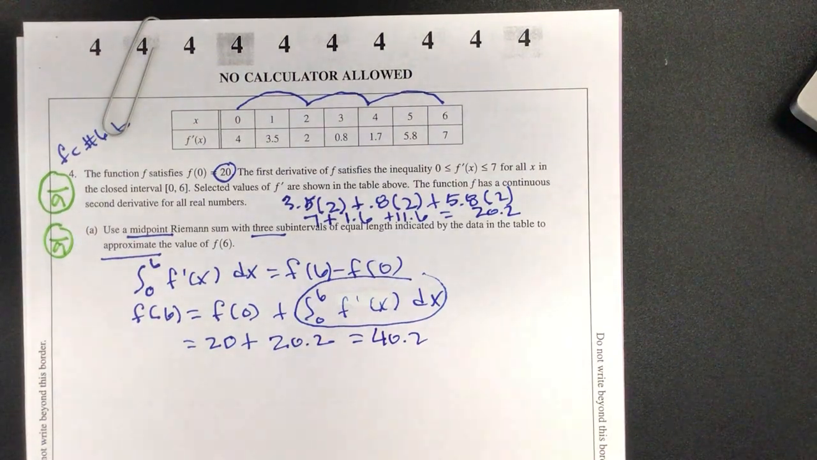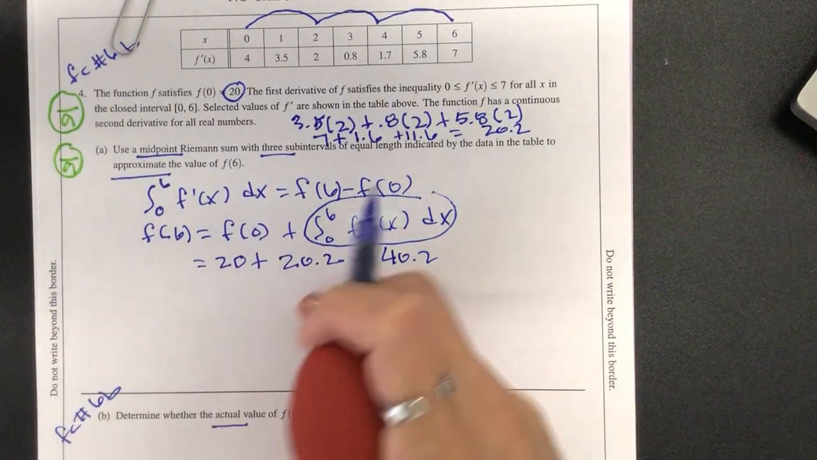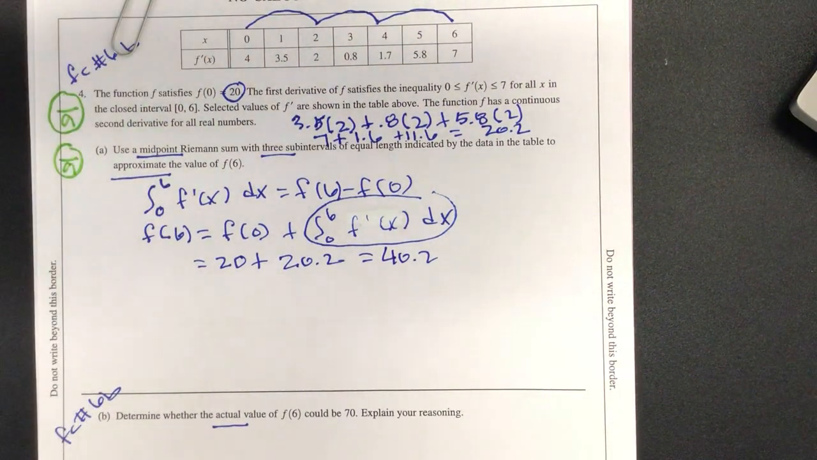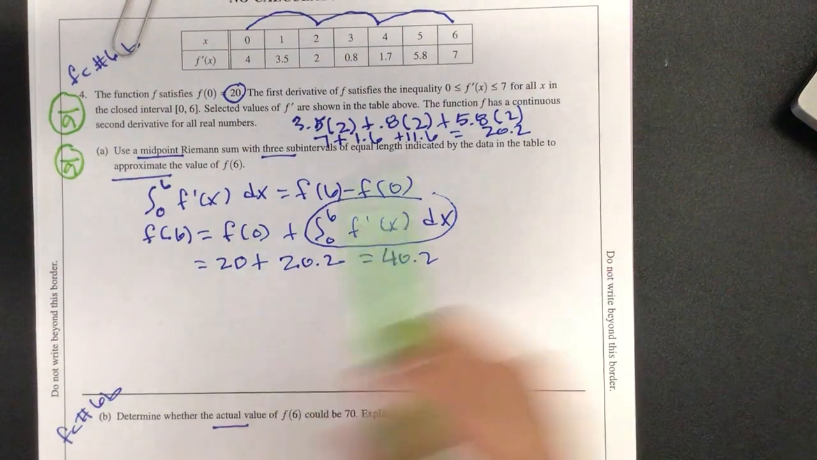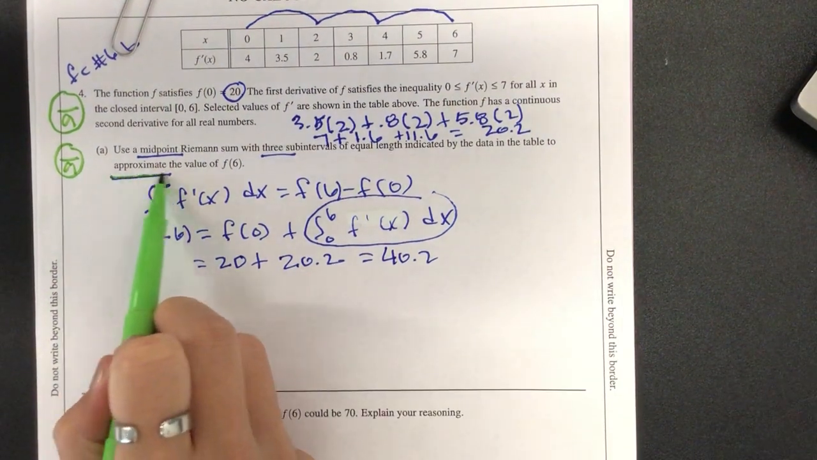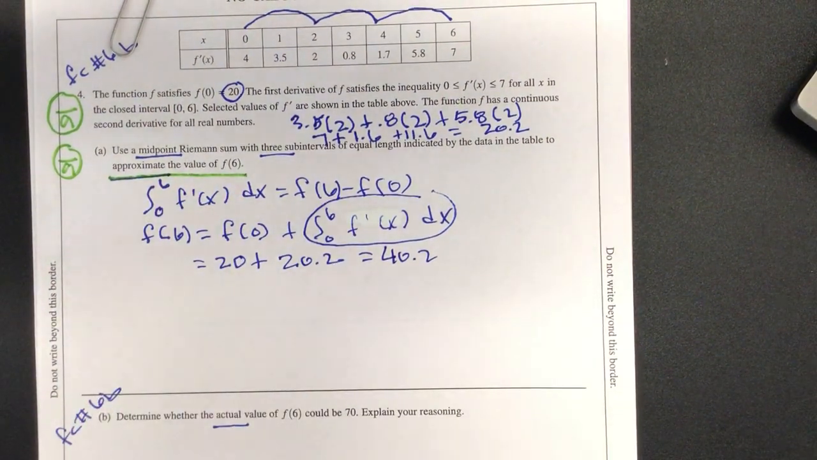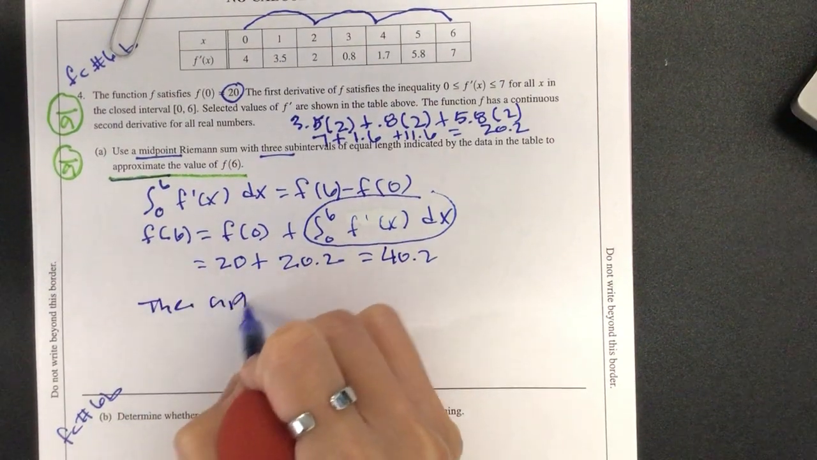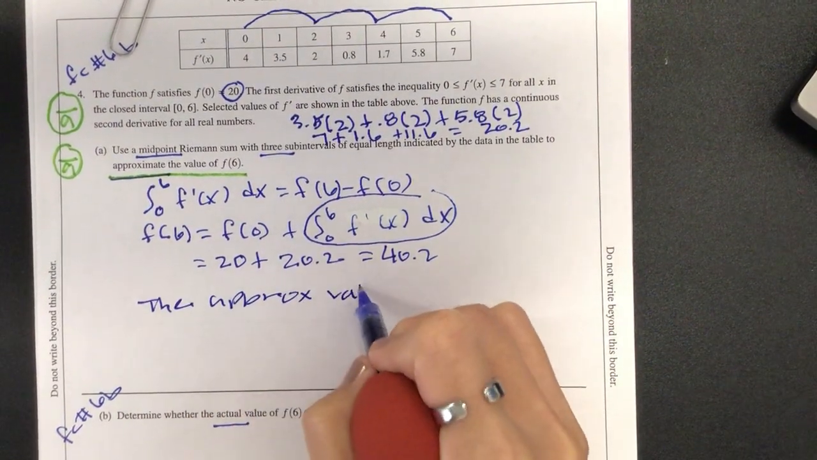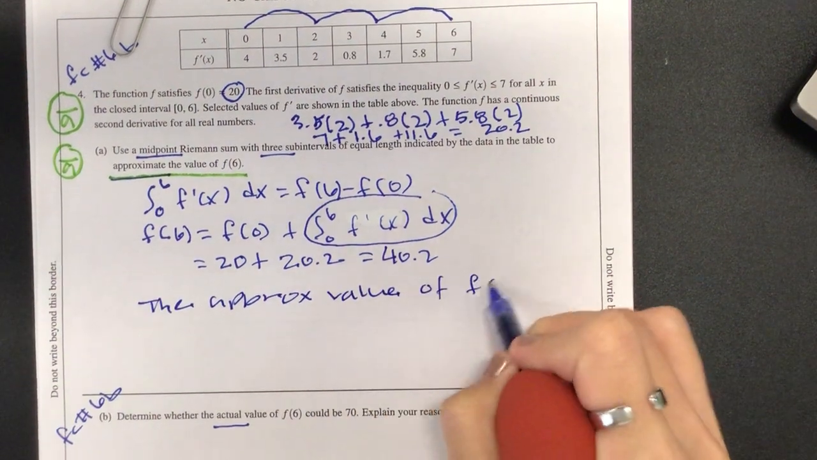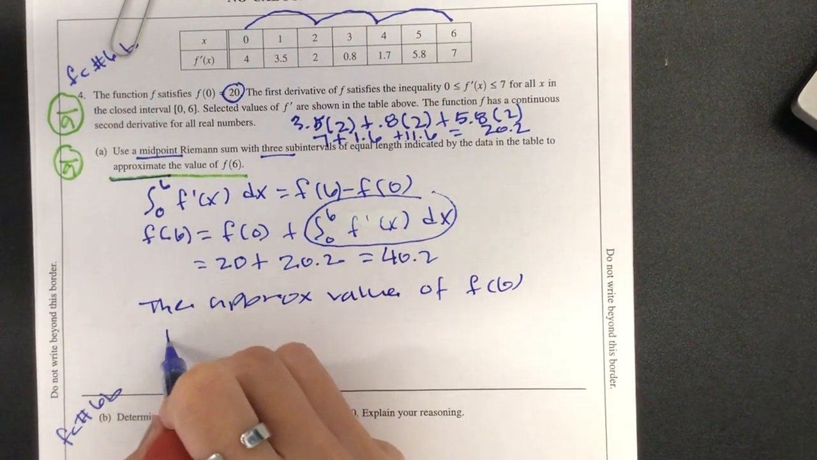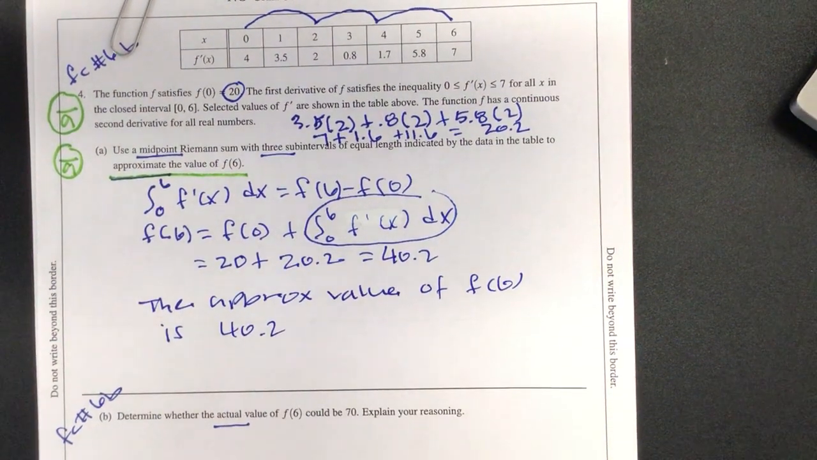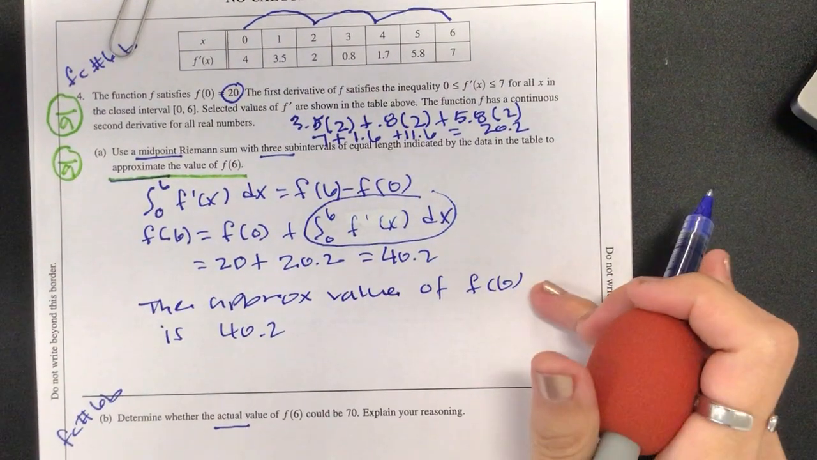Okay? Now, I do like to say when you have some empty space, write that in a sentence, okay? Because if at all possible, the more you fill in, the better it is. So I would say the approximated value of f of 6. Always use their sentence stem. The approximated value of f of 6 is 40.2. Now, because they didn't ask us to explain it, they're not going to take off if you don't write the last sentence.